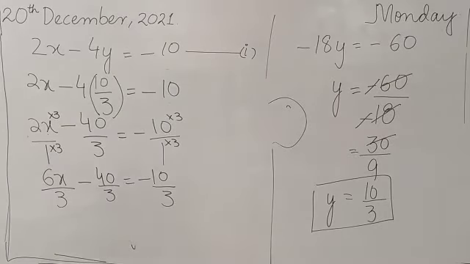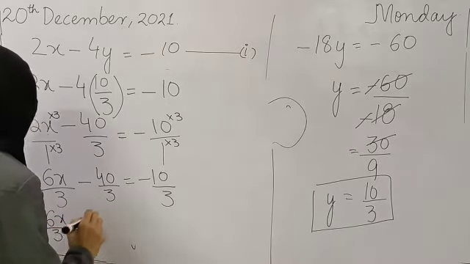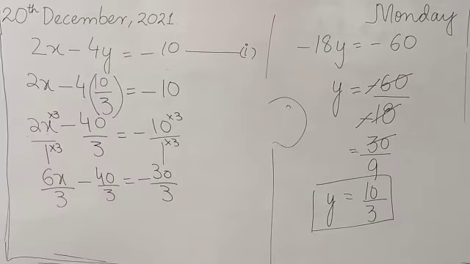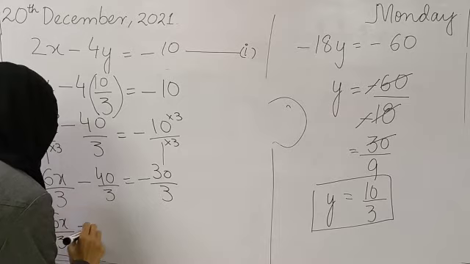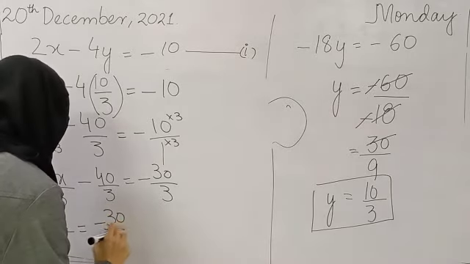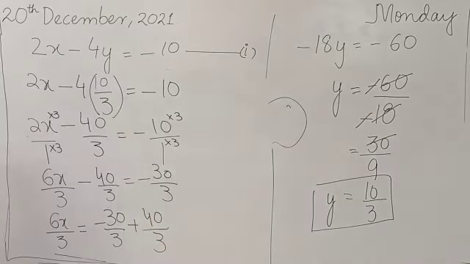So we can write it as 6x over 3 minus 40 over 3 and minus 30 over 3. Both are constants, so I am writing them on the right side. Minus 30 over 3 plus 40 over 3. Both are fractions and you all know how to add fractions having the same denominator. So add them.